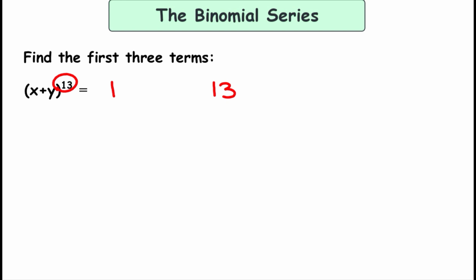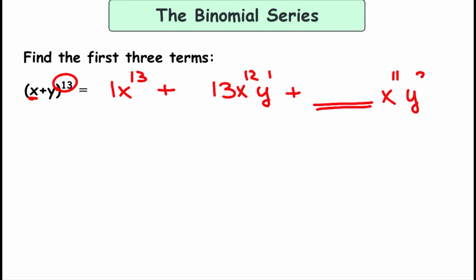But the third coefficient in is a little more dicey. It's kind of tougher to tell. Let me start off with the x. It'll be 1x to the 13th plus 13x to the 12th, y to the first, plus some other number I'm not sure about, x to the 11th, y to the second. Notice the x's are going down each time the y's are coming up. But again, I don't want to make 13 lines of Pascal's triangle to figure this out. There's an easy way to do it called the binomial theorem.